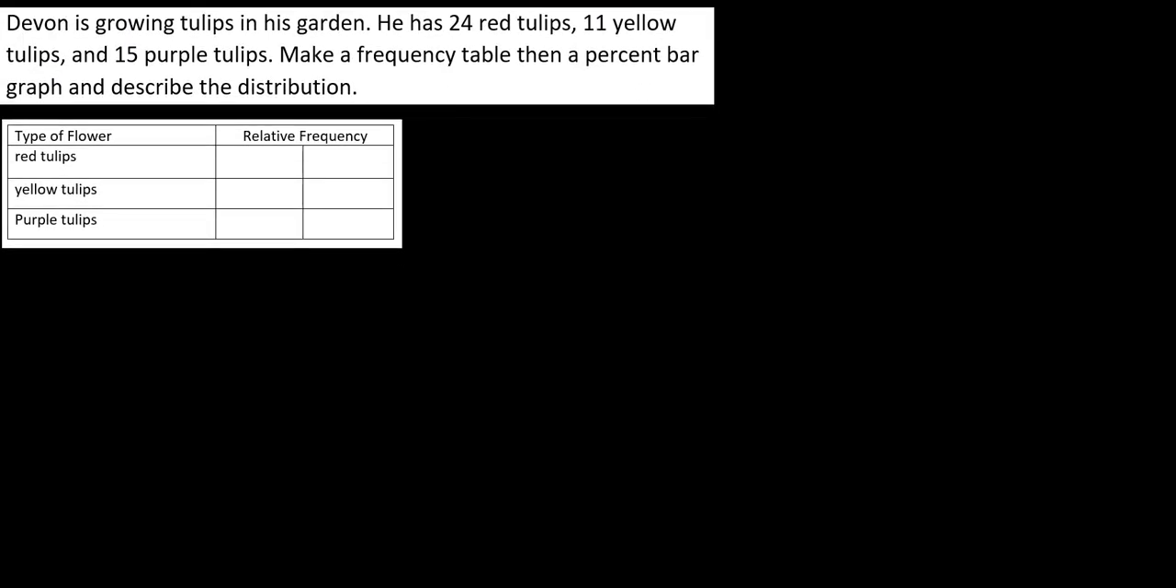Okay, so now let's just do another example really quick. Devin is growing tulips in his garden. He has 24 red tulips, 11 yellow tulips, and 15 purple tulips. Make a frequency table, then a percent bar graph, and describe the distribution. So 24 plus 11 is going to get us to 35, and then 35 plus 15 will give us 50. So of course we always have to find our total. Our total is going to be 50 tulips.